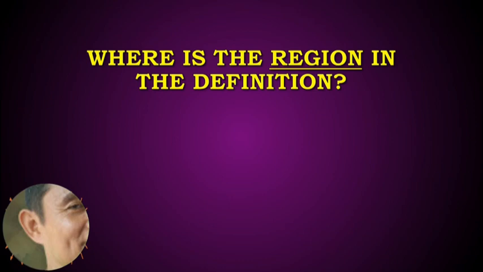The question is, sir, since the definition of a field is a region of space in which a gravitational or electrical force exists on a test charge or a test mass, where is the region in the definition? Right, there is none. E is equal to F over q prime. So, there is no area there.